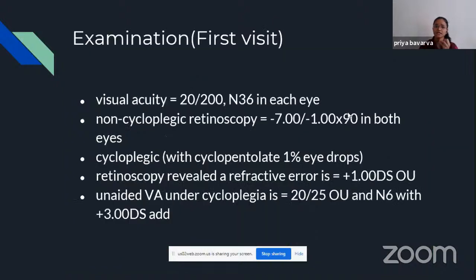In the first examination, the patient's visual acuity is 20/200 for distance, and near visual acuity is N36 in each eye. The patient's non-cycloplegic retinoscopy showed -7 with -1 in both eyes. Then the examiner put 1% cyclopentolate in the patient's eyes, and after dilatation, the retinoscopy reading is +1 diopter spherical in both eyes, and unaided visual acuity under the cycloplegic effect is 20/25 in both eyes for distance, and near visual acuity N6 with plus diopter spherical lenses.